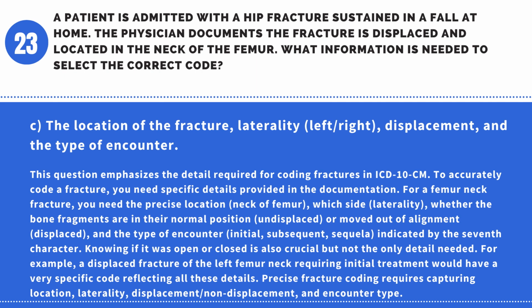Knowing if it was open or closed is also crucial but not the only detail needed. For example, a displaced fracture of the left femur neck requiring initial treatment would have a very specific code reflecting all these details. Precise fracture coding requires capturing location, laterality, displacement/non-displacement, and encounter type.